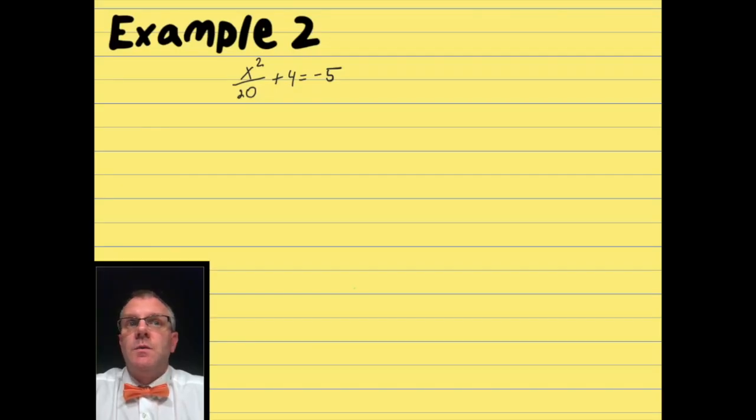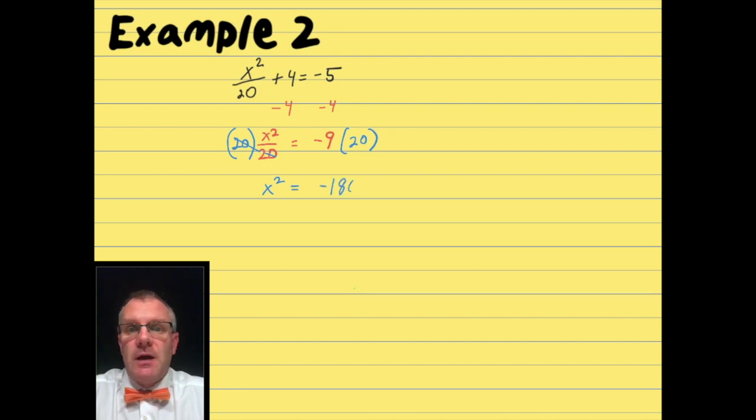So looking at example 2, x squared over 20 plus 4 equals negative 5. We'll start this one out by subtracting 4 from both sides using those inverse operations. We end up with x squared over 20 equals negative 9. Now to get rid of that 20 in the denominator, I'm going to multiply both sides by 20, or 20 over 1. The 20s cancel out. We end up with x squared equals negative 180. Go ahead and square root both sides. We end up with x equals plus or minus the square root of negative 180. Now, to bring that up into thought bubble land, we have to deal with that negative 180.